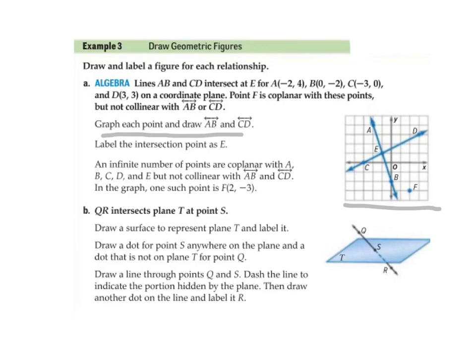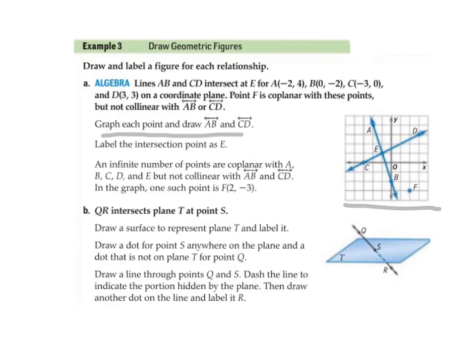Now the next part is talking about F. It gives you the point F. So now it's asking you for information about it. So what have you got? Well, A, B and CD intersect at E. So C, E and D are collinear. A, E and B are collinear.